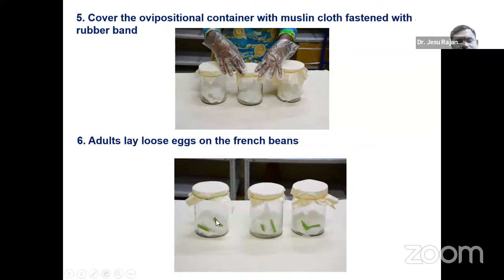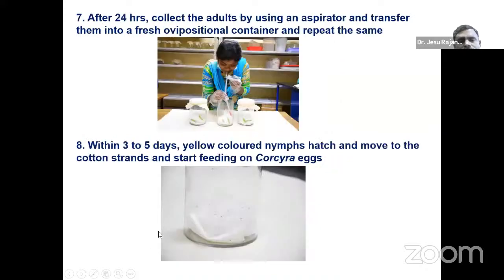So the female lays the eggs on the French pin. What you will do, daily or alternate day, is collect this French pin. Then you will add the Corcyra eggs for feeding, for food. Second, you will add fresh French pin. Just collect all the French pin and keep it in a separate chamber. Just wait for 3 to 5 days.